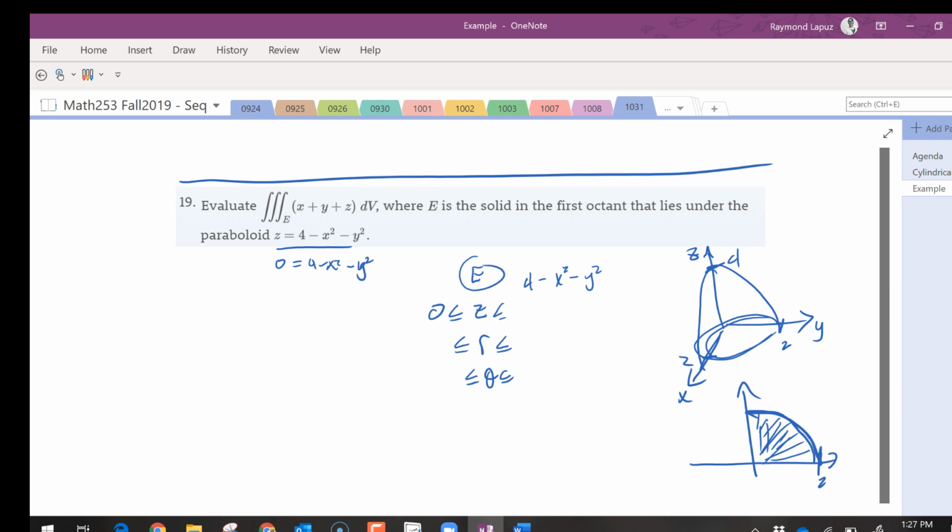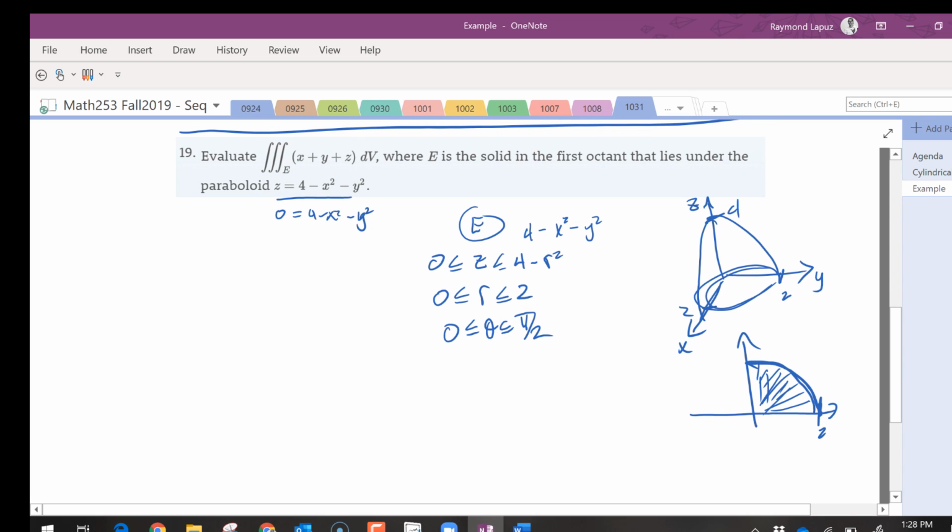It's not in terms of r and theta. So 4 minus x squared minus y squared, put that together, what is that? So that is your first limit, and that is in polar coordinates. And then r just goes from 0 to 2, it looks like that's the radius, and theta goes from where to where? Pi over 2. There you go, you're all set.